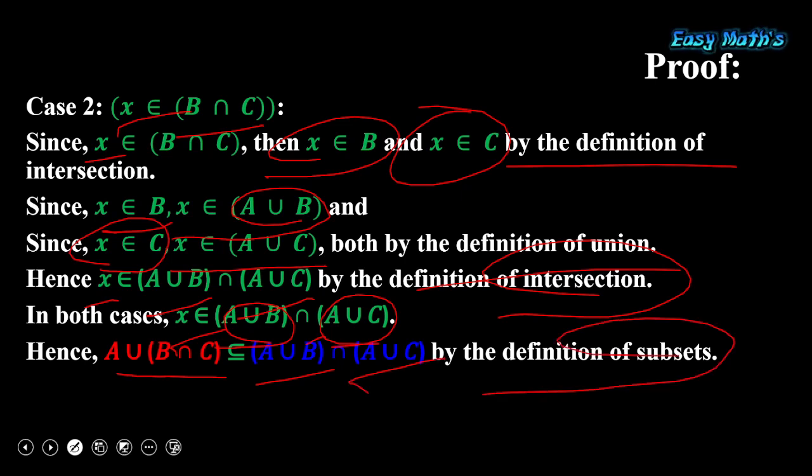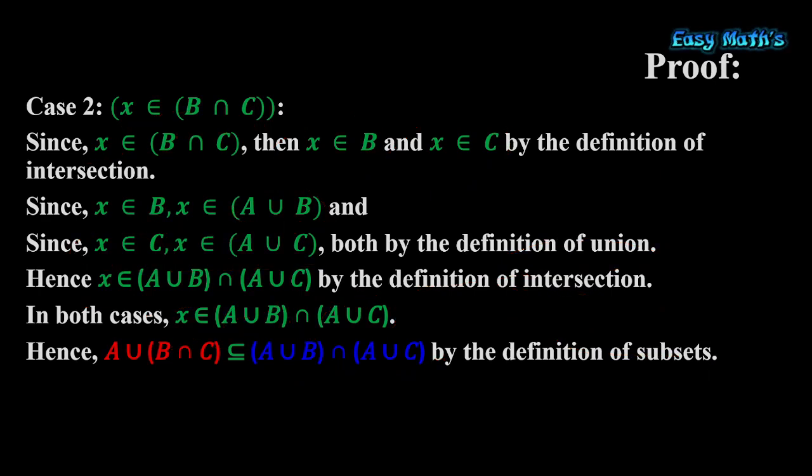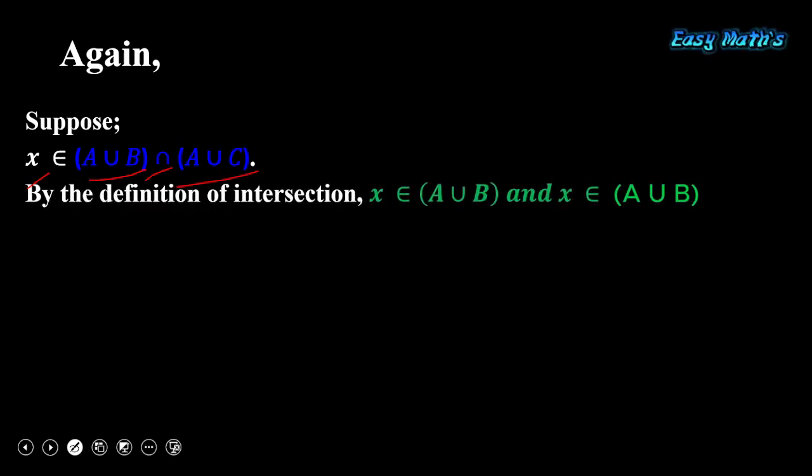Next we have to prove the other side also, so that we can say this is an equal set. In this case, suppose x belongs to (A union B) intersection (A union C). Now for this, by the definition of intersection, we can say that x belongs to A union B and also x belongs to A union C.